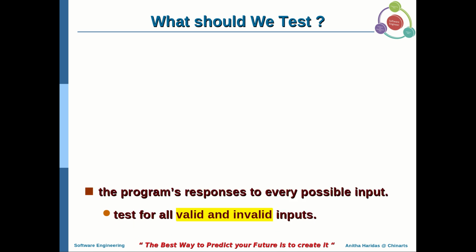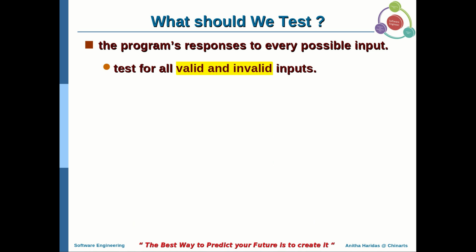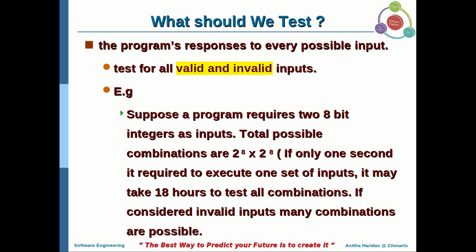So what you are going to do, you are going to test the program's responses to every possible input. That means you are going to test for all valid and invalid inputs. Fine. I'll give you an example here. Suppose a program requires two 8-bit integers as inputs. Total possible combinations are 2 power 8 into 2 power 8.